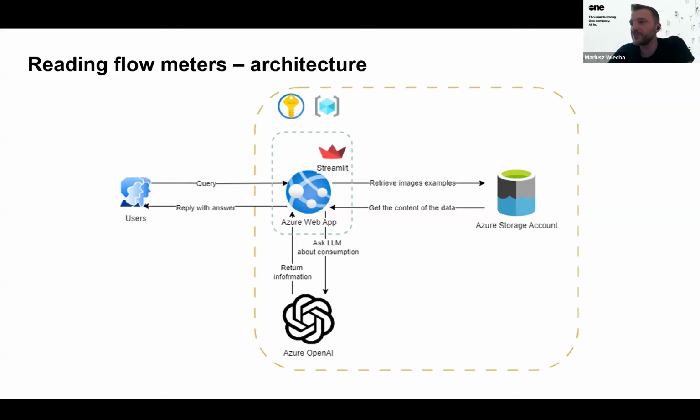So when there was a query from the user, we retrieve a couple of images to create few shot prompting, and we get the content of the data from these images to the web app. Then we create one prompt with the image from the client, from the user, plus few shot prompting, and then we ask the LLM about the consumption. And then the LLM, our GPT-4 Omni, returns information about the consumption based on the flow meter. Of course, we use Azure Key Vault, and there is also the icon of the resource group.